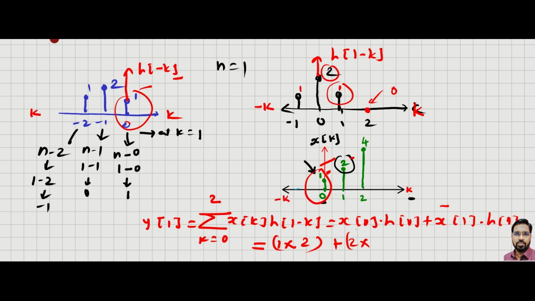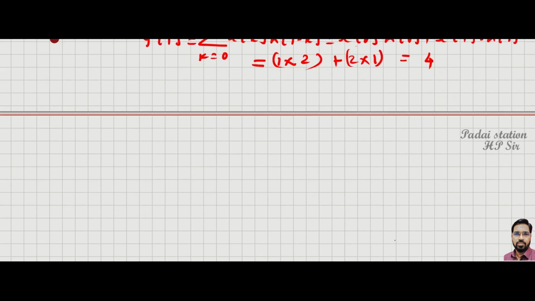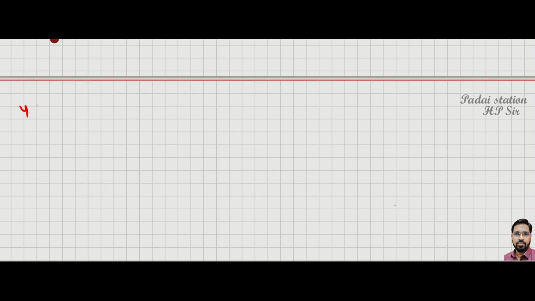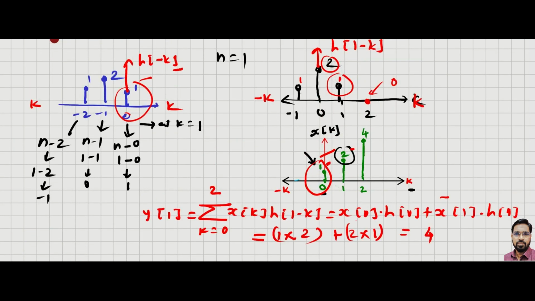h of 1 is 1, not h of 0, it is h of 1. So it is 2 plus 2 is 4. The value of y of 1 is 4. We can write here y of 1 is 4. We can do similar things. Every time it will shift. So directly I am writing with the sequence.